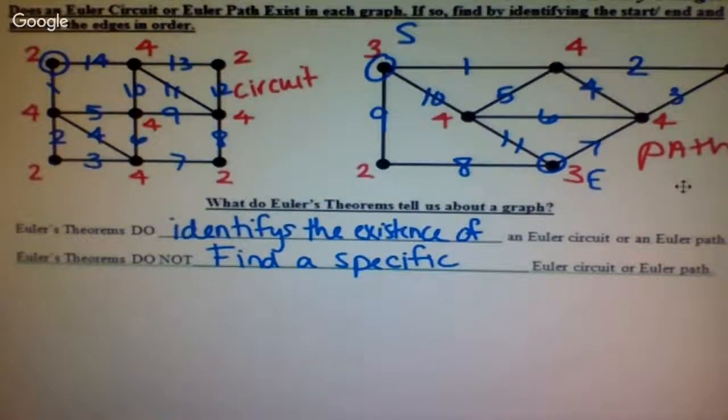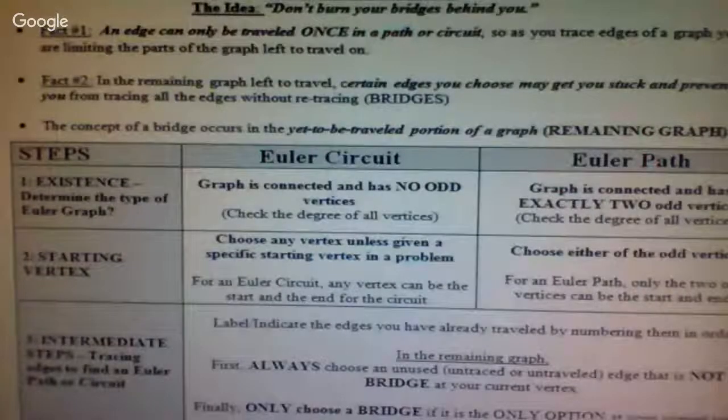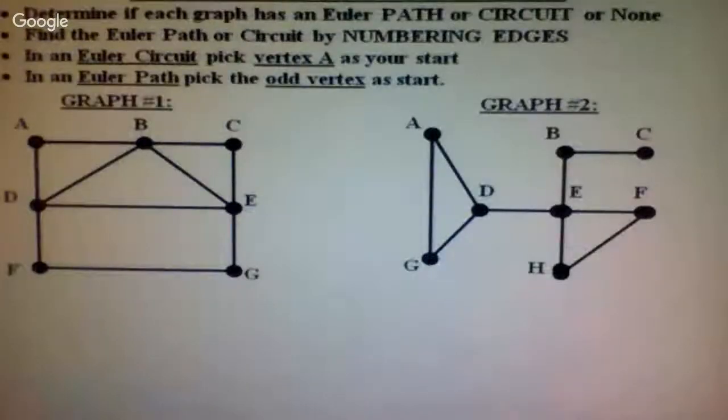Okay, down at the bottom of the page are the directions for everything we just did. Your first step is to determine whether you have a circuit, a path, or neither. Then decide where you need to start, and number your lines until you create your path or circuit. That's just notes on what you need to do.